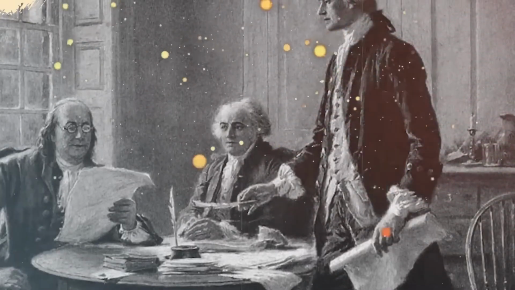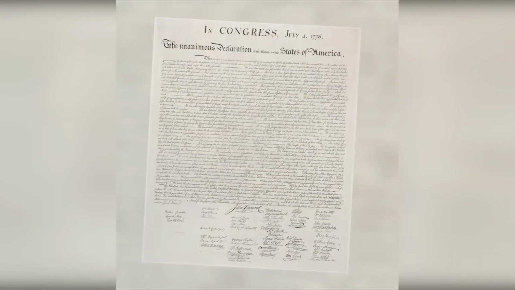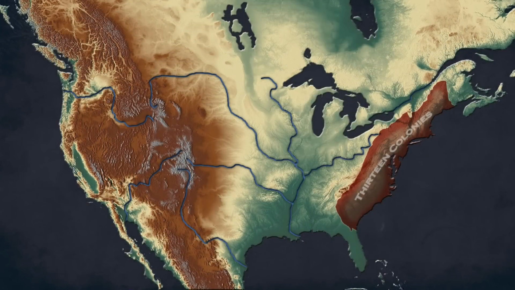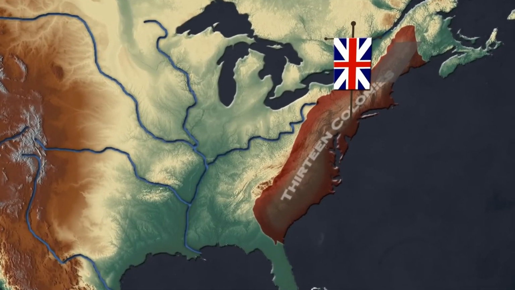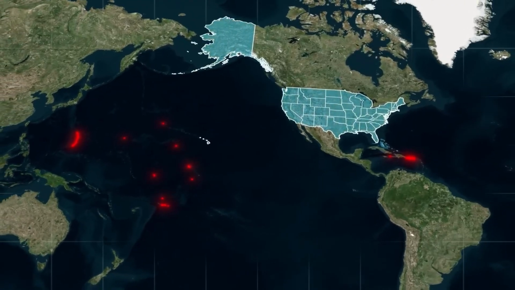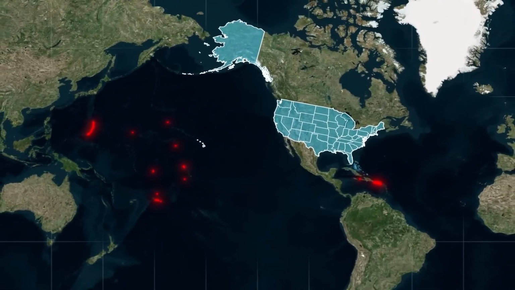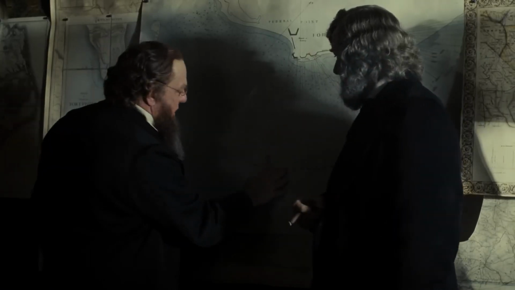If you look at the signatures on the document, you can see that they were signed by representatives of the first United States. And if you look at a map, you'll see a relatively small sausage stretching up the eastern coast of North America. As you know, today the United States consists of 50 states, forming one of the largest powers in the world. But it hasn't always been this way.